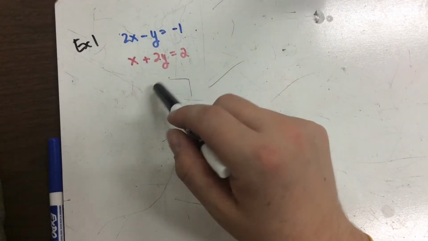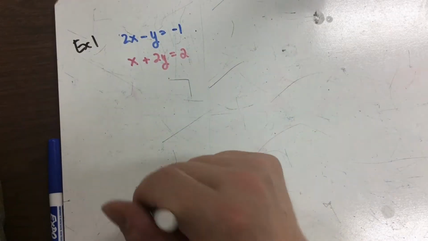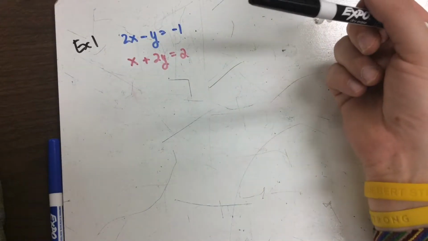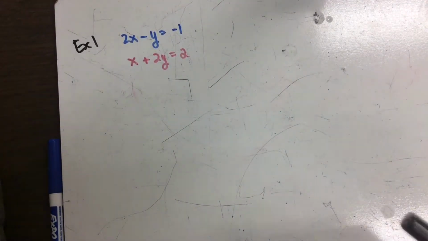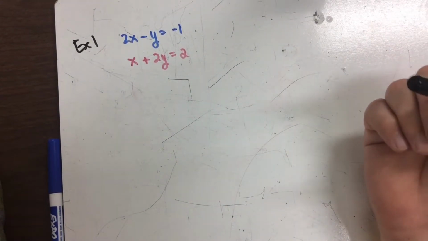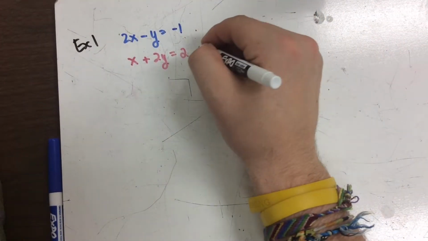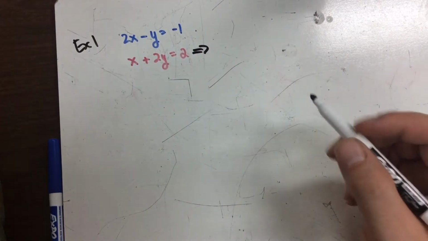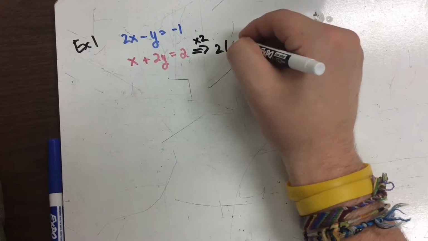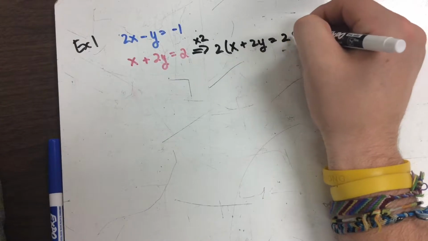So if we look at this pink equation and look at the x's, this has 2 x's, and this only has 1. And the question is, what can we do to the pink equation to make it so that it has 2 x's? And the answer is we can actually multiply it. So let's do a times 2 to the entire thing. So that's going to be 2 times x plus 2y equals 2.